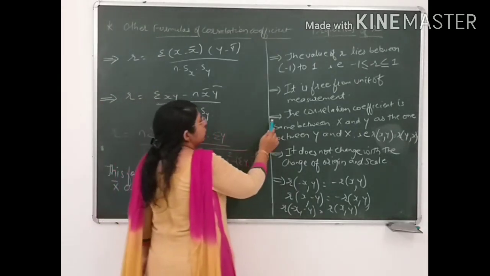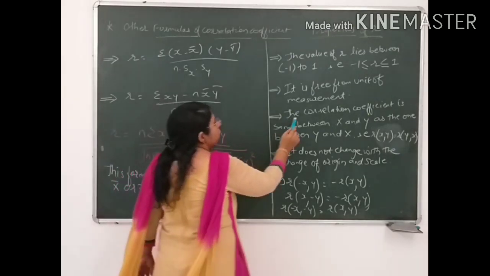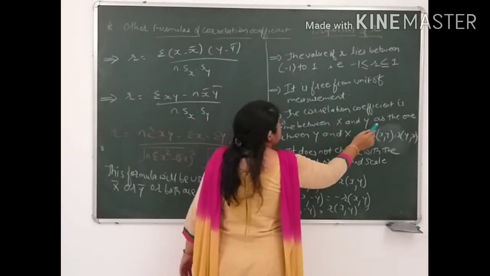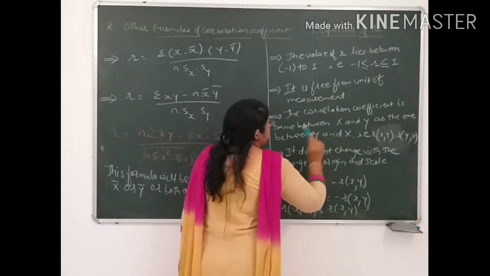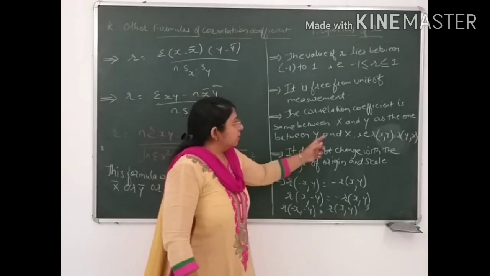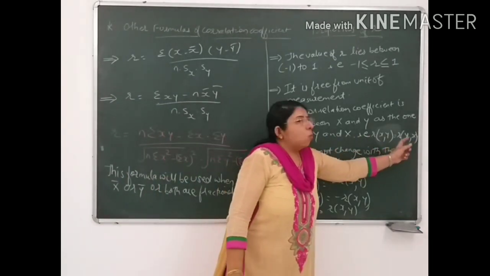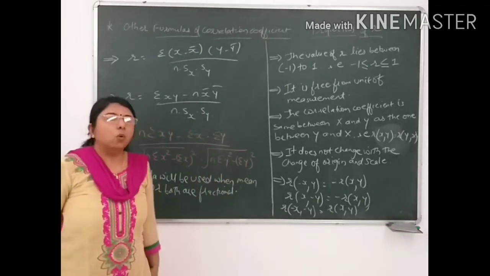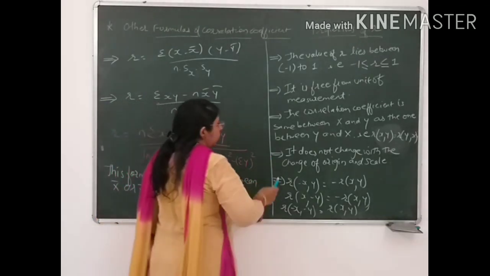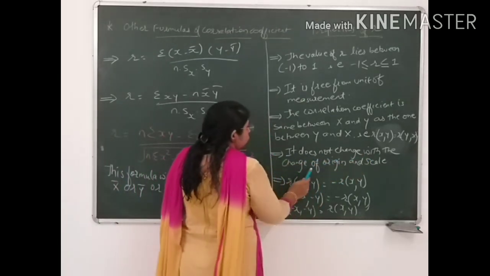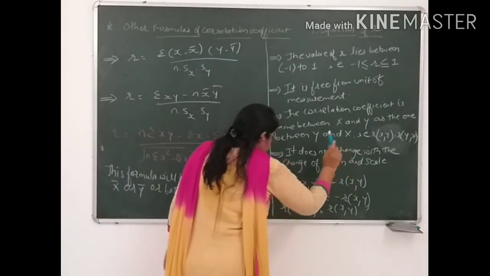Now the third property is that the correlation coefficient between x and y is the same as the one between y and x. It means the relation between the two variables, that is x and y, is equal to that of y and x, meaning they have an interrelation between the two variables. The fourth property is that it does not change with the change of origin and scale.